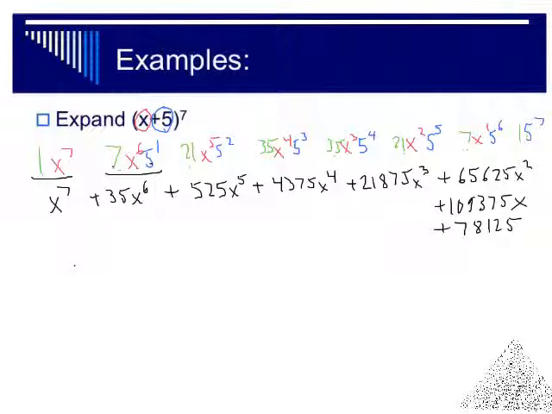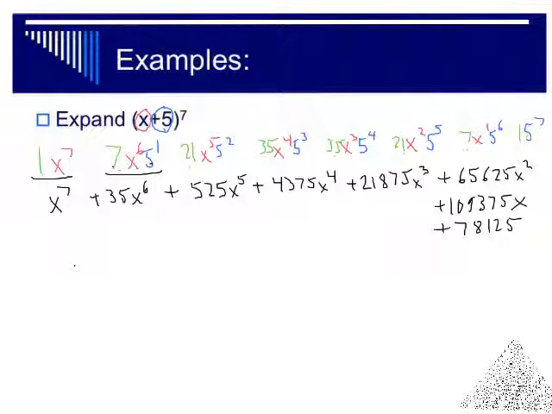After filling in all the rest of these, there ends up being 8 different terms with a bunch of different numbers, some of which got really big. So 1x to the 7th, 35x to the 6th, 525x to the 5th, 4,375 x to the 4th, 21,875 x cubed, 65,625 x squared, 109,375 x, and 78,125. So it was so big I couldn't even fit it all on one line.